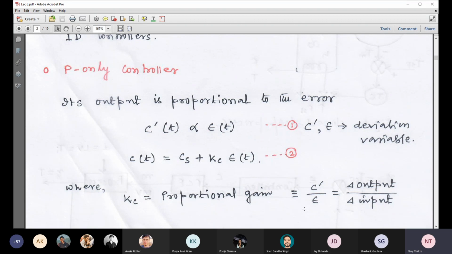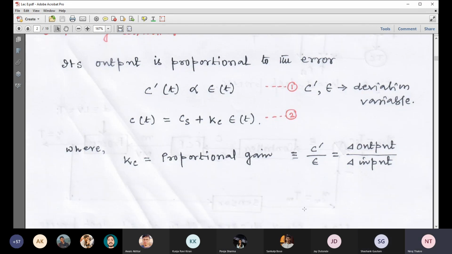So what is Cs? How to define Cs? Can anyone tell? You can give the answer from equation 2 only. How we can define Cs? Steady state value of C. Yeah, better, I mean, other way from equation 2. So it's the bias signal. That's fine. When C equal to Cs, both answers are correct. I'm not saying wrong. When epsilon equal to 0. Yeah, T equal to 0.